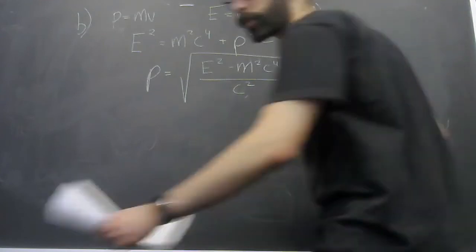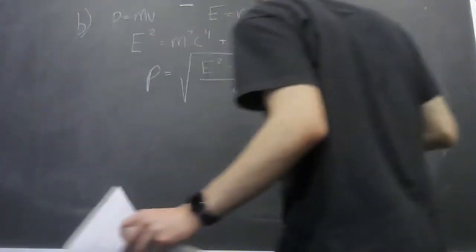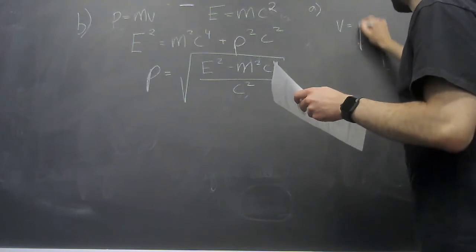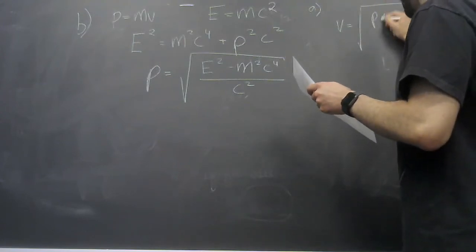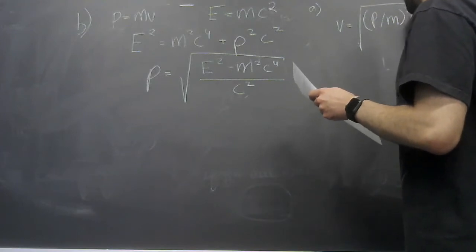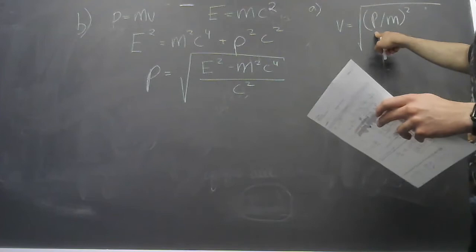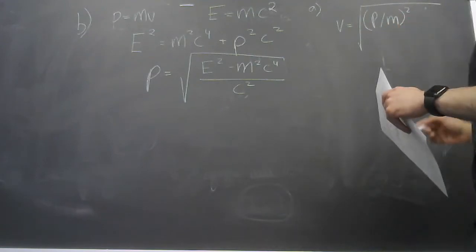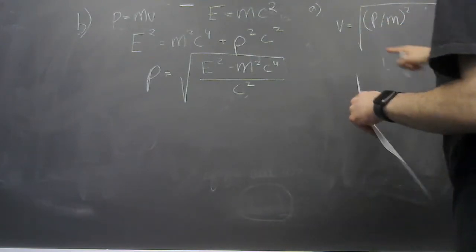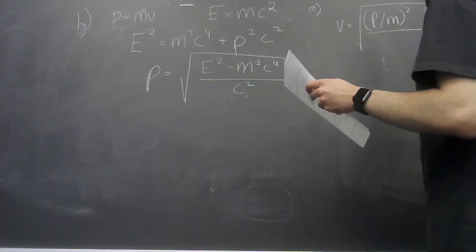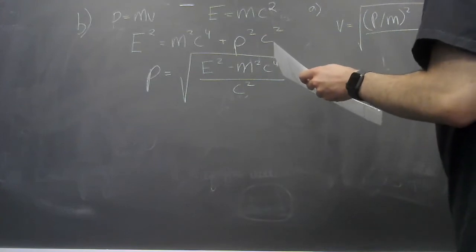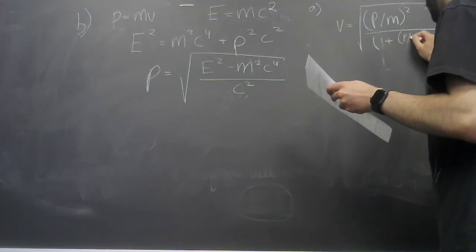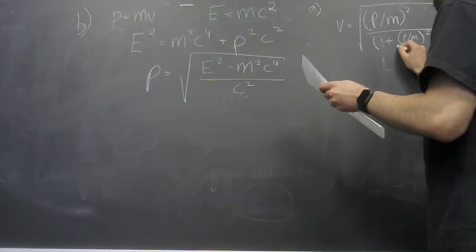We can say V equals the square root of P divided by M squared. We're basically isolating V to one side, so we divide by M, essentially swapping in that P over M for V, because we have V on that side. And then we divide that whole thing by 1 plus, again, P divided by M squared divided by C squared.